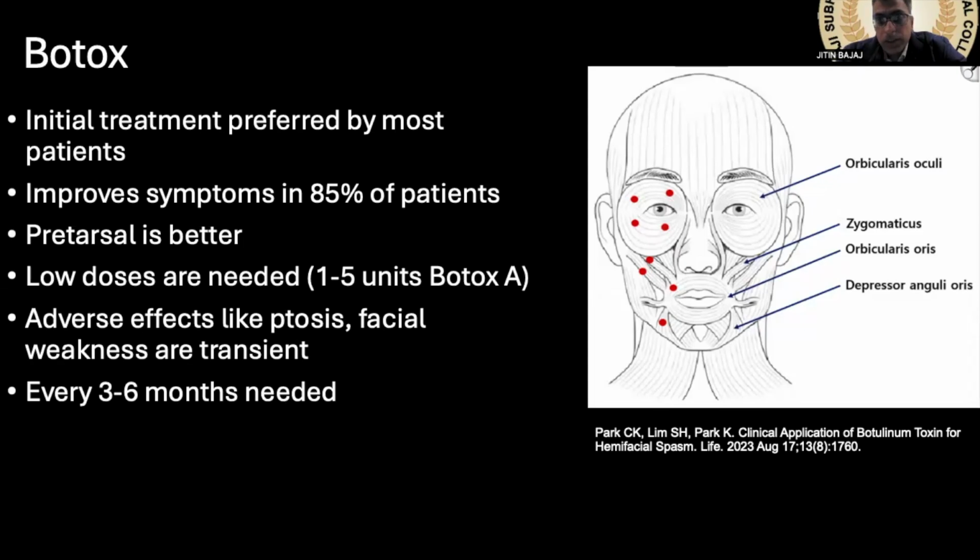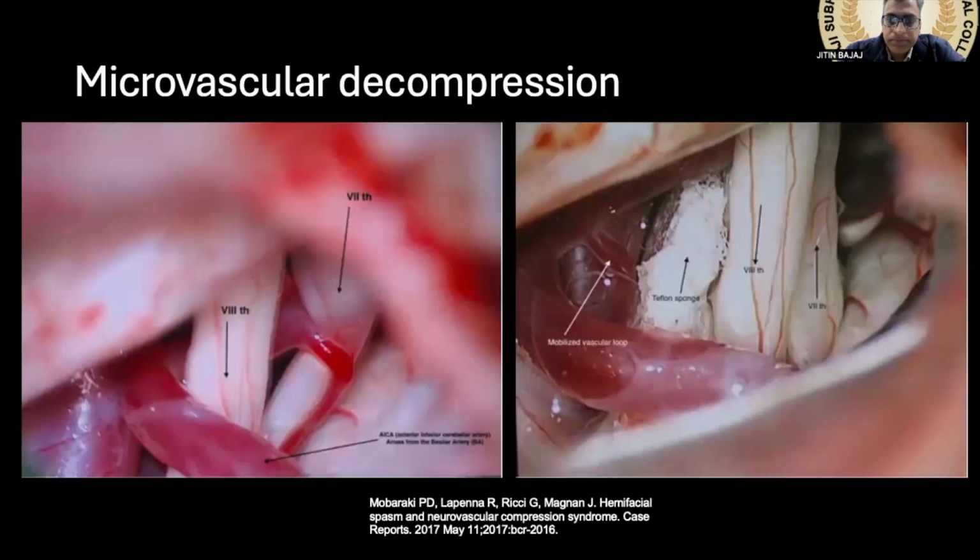In the orbicularis oculi, the pretarsal injection, that is around the eyelids, is preferred, and that has shown improved results over the preseptal injections. The doses are very small, 1 to 5 units in different muscles, and adverse effects, if they happen, like ptosis and facial weakness, are transient and improve over some weeks. However, Botox treatment is required every 3 to 6 months.